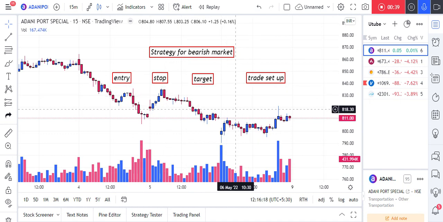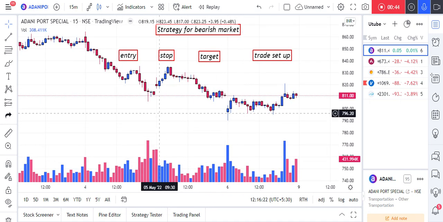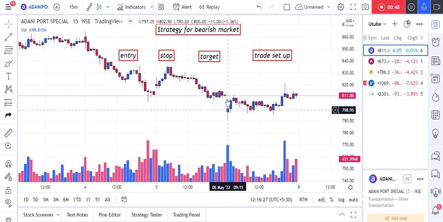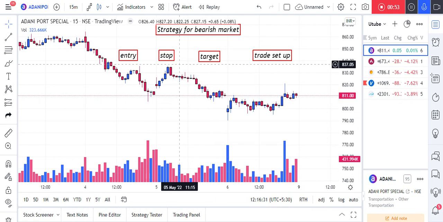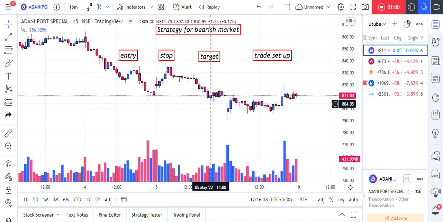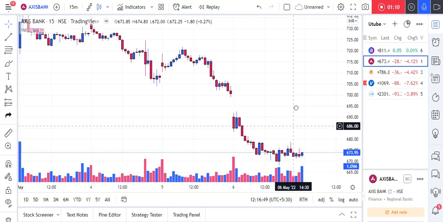So the trade setup here is: the price should open below the previous day's low, and the price should close below the previous day's low. Then it should be a bear candle, and that is a valid trade setup. So let me take a chart. I am taking the Axis Bank chart.